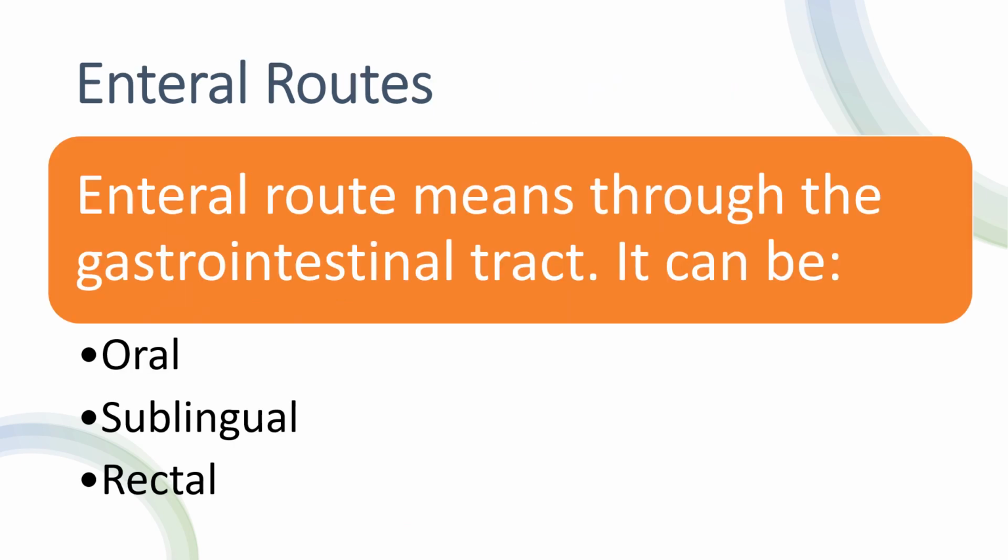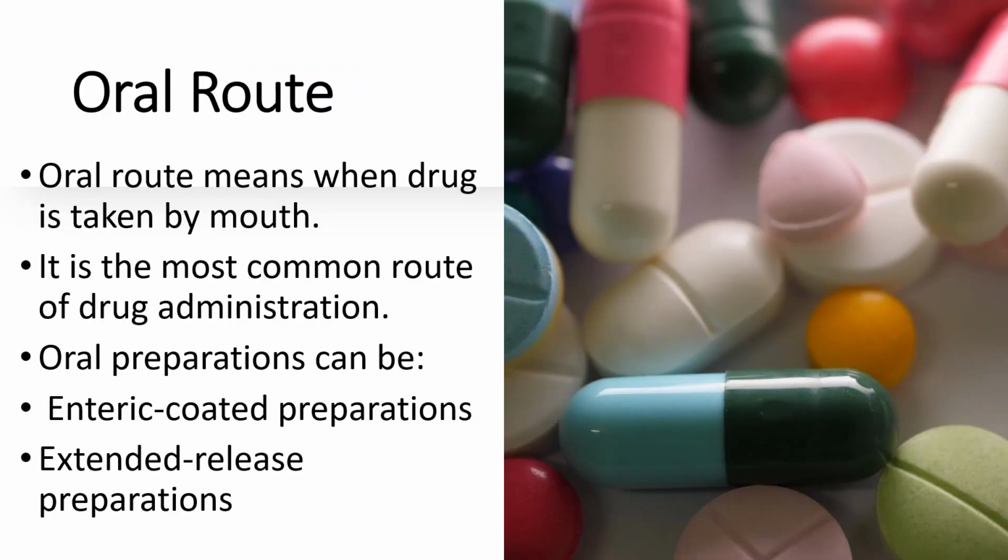So first we will discuss enteral routes, that means through the gastrointestinal tract, and these include oral, sublingual and rectal routes. So the first route is the oral route. That means when the drug is taken by mouth, and it is the most common route of drug administration. Oral preparations can be enteric coated, that would be stable in gastric environment, and extended release preparations.